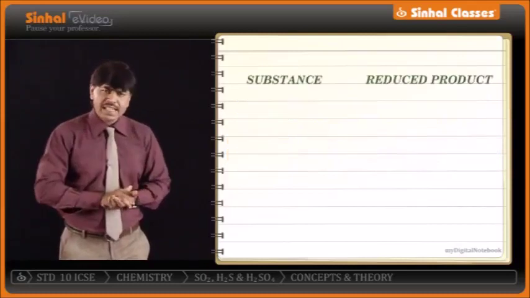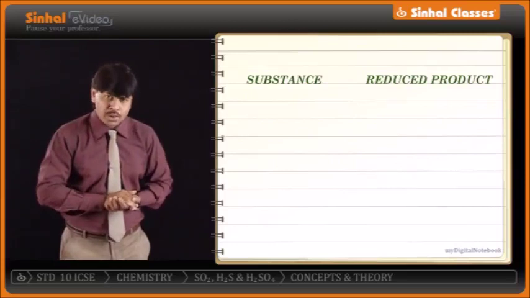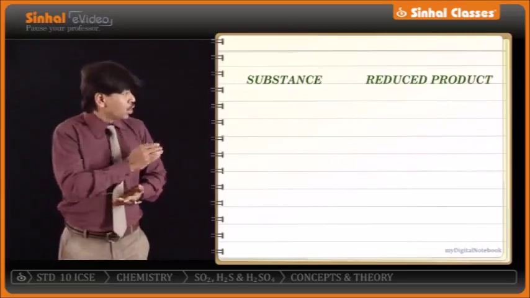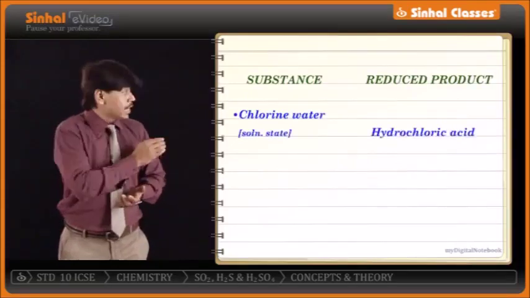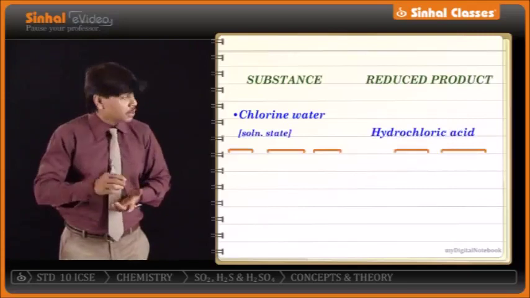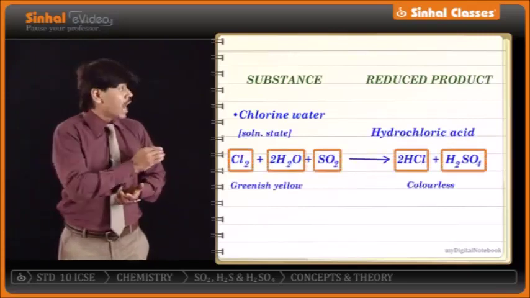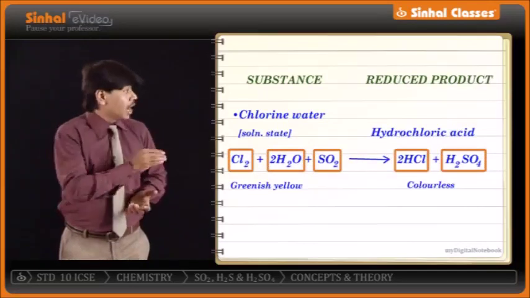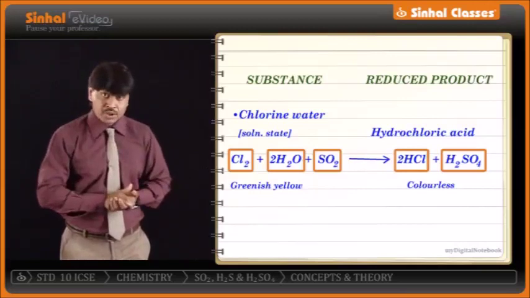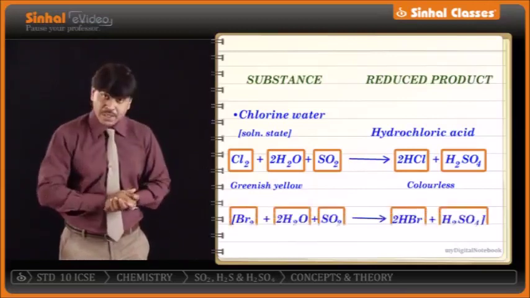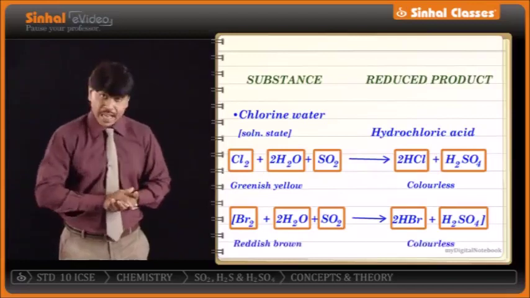Now, let's take a few examples and understand the reducing property of SO2. To begin with, let's take chlorine water. Now, what is chlorine water? Cl2 along with 2H2O, pass SO2 gas through it, and you will get hydrochloric acid, 2HCl, along with H2SO4. In a similar manner, you can take bromine, treat it with H2O in presence of SO2 gas, and you will get HBr acid along with sulfuric acid.